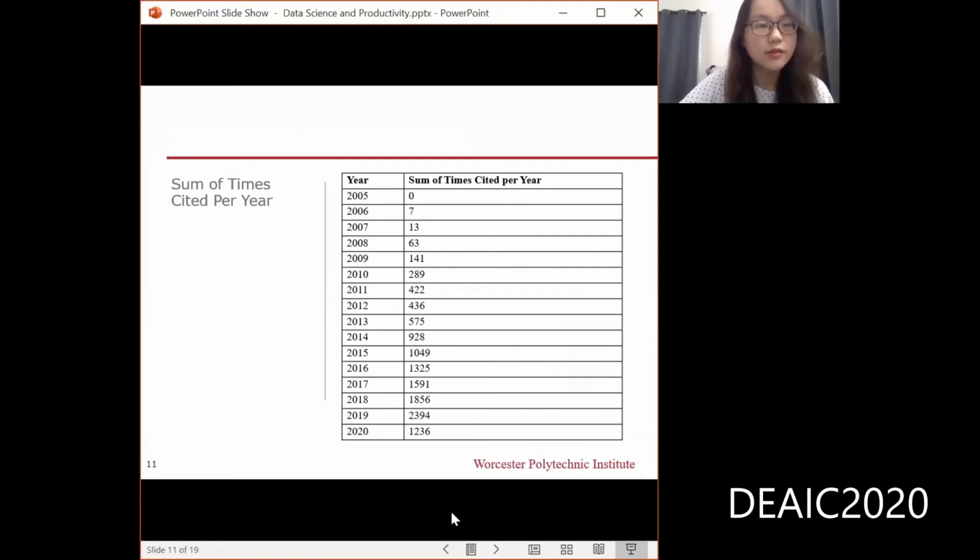This table here shows the sum of times cited per year. From 2005, these articles were cited 0 times. However, this number kept increasing over the years, and in 2020, the sum of times cited has increased to 1236. Please note that for the year 2020, we only included up to June because the study was conducted in June. So at the end of the year, this number should be even higher than that.